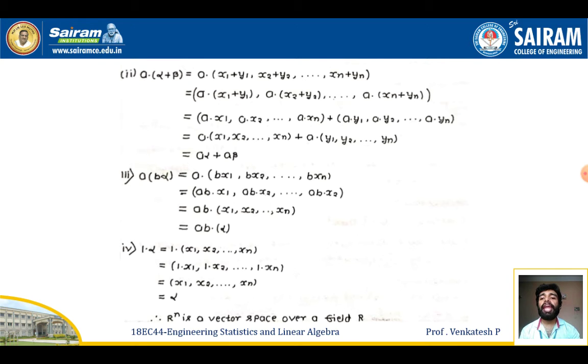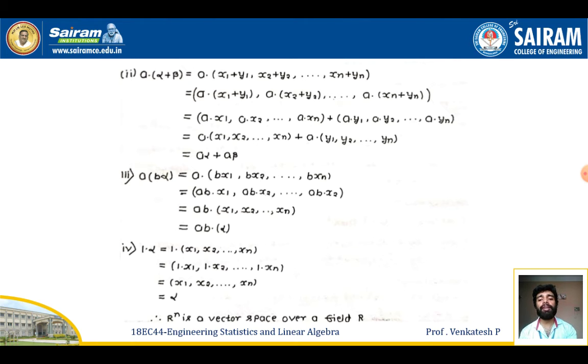Third one is a into (bα). So a·(bx1, bx2, etc., bxn). I'll be taking a inside also. I'll be getting ab·x1, ab·x2, etc., ab·xn. So I'll be getting ab·(x1, x2, etc., xn), that is ab into α. I can write it. The last condition, 1·α.